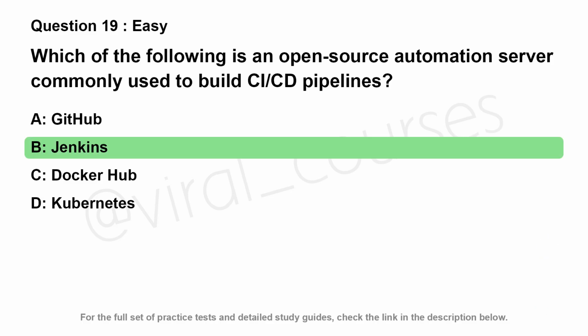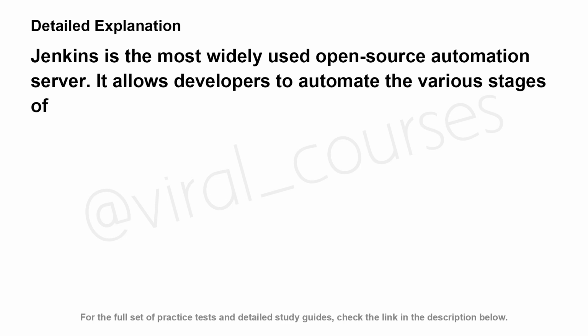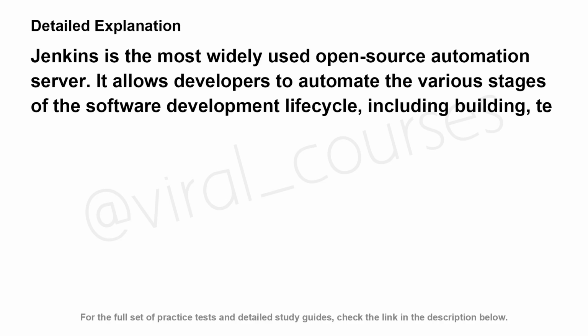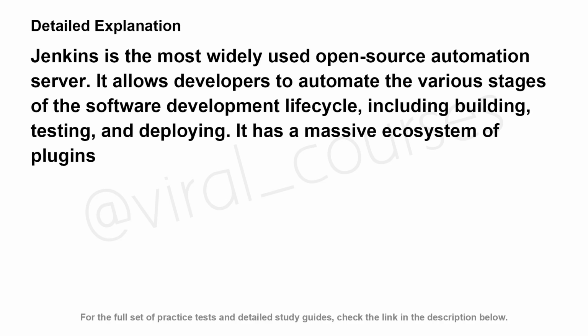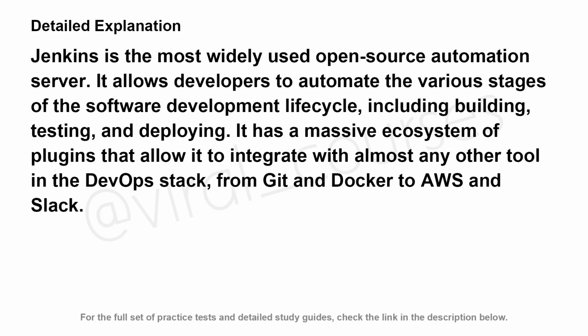The correct answer is B. Jenkins is the most widely used open-source automation server. It allows developers to automate the various stages of the software development lifecycle, including building, testing, and deploying. It has a massive ecosystem of plugins that allow it to integrate with almost any other tool in the DevOps stack, from Git and Docker to AWS and Slack.